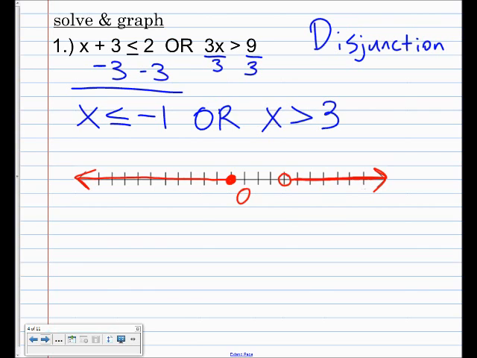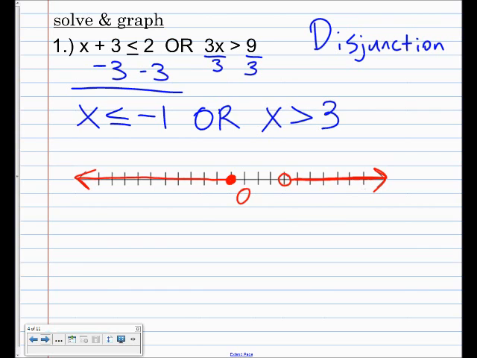All right, so what would be a solution? 4. 4 plus 3 is 7. Is 7 less than or equal to 2? No, it doesn't make that piece true, but it still has another chance. What's 4 times 3? 12. Is 12 greater than 9? Yes, and if you notice, 4 is in my shaded area right there. Okay? What's a number that will not work?